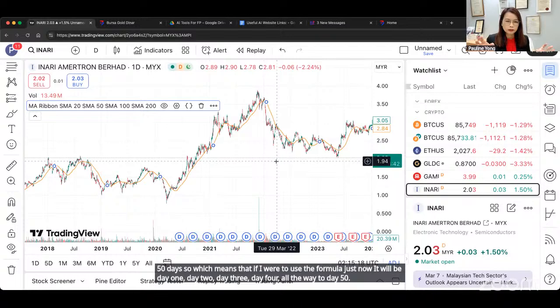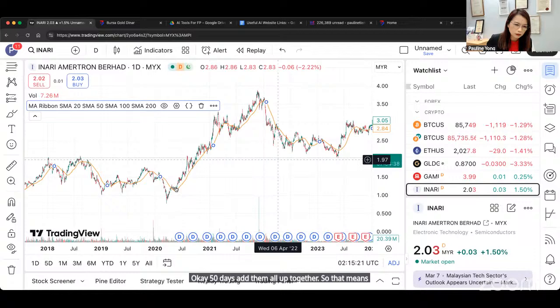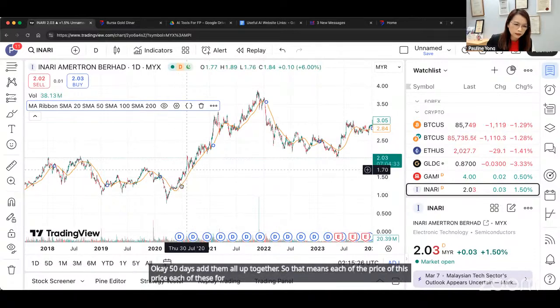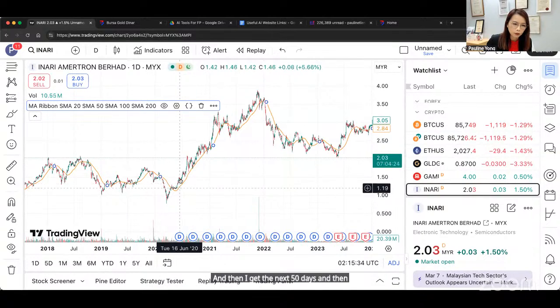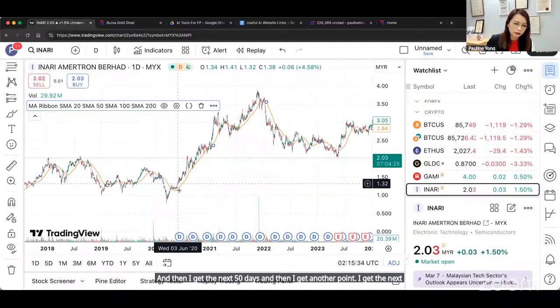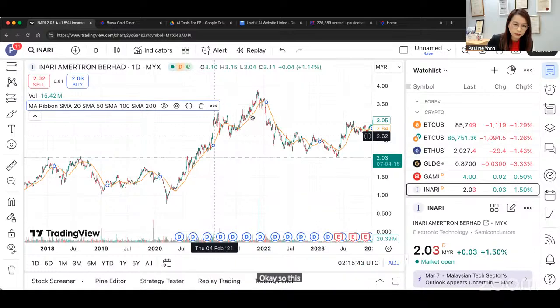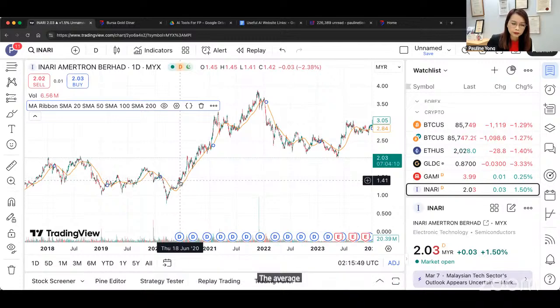I add the 50 days of prices all up together and divide by 50, and then I get 1 point here. Then I take the next 50 days, and I get another point. I get the next 50-day average, and I get another point. Then I form this moving average line. So this moving average line is based on the original price, the average for 50 days.